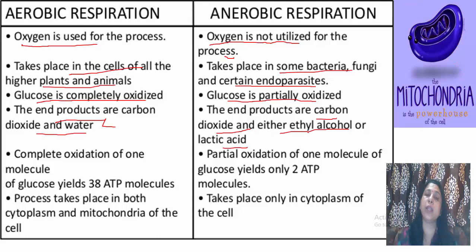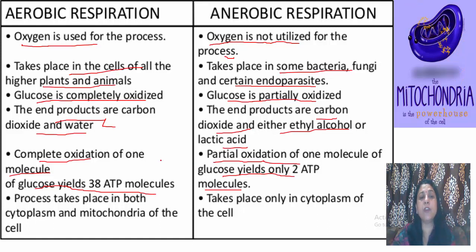Either ethyl alcohol or lactic acid means if anaerobic respiration is taking place in a plant body, then ethyl alcohol is produced, whereas if it is taking place in animal cells, then lactic acid is produced. Here the complete oxidation of one molecule of glucose yields 38 ATP molecules, whereas partial oxidation of one molecule of glucose yields only 2 ATP molecules.